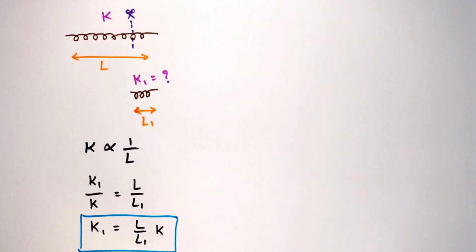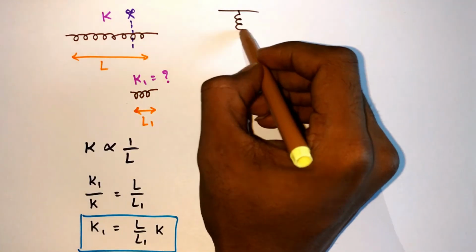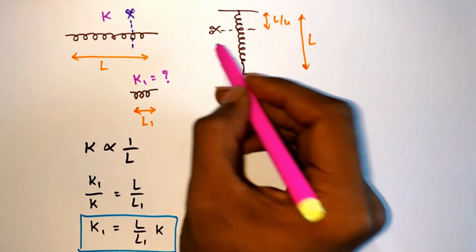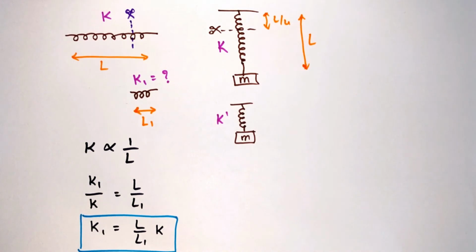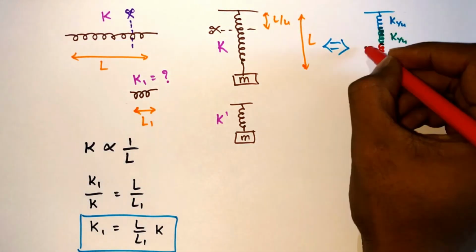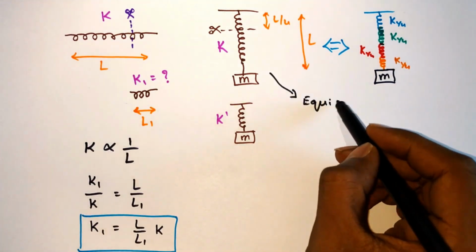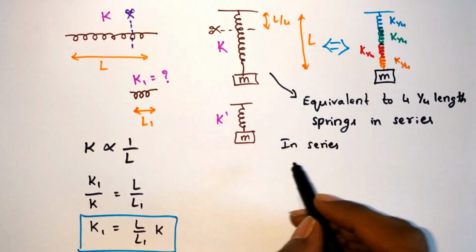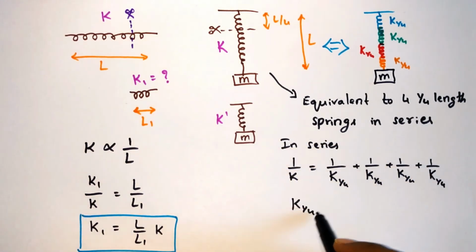And now there is another approach to these kinds of problems. Let's say the length of the spring is cut to 1 by 4th of its original length. So in order to find the spring constant of this 1 by 4th length of the spring, we can resemble the original spring by 4 equal springs each of length L by 4 connected in series. And thus k is the equivalent of 4 springs in series, which means the spring constant of the 1 by 4th spring is 4 times the spring constant of the original spring. Thus k dash equals 4k.